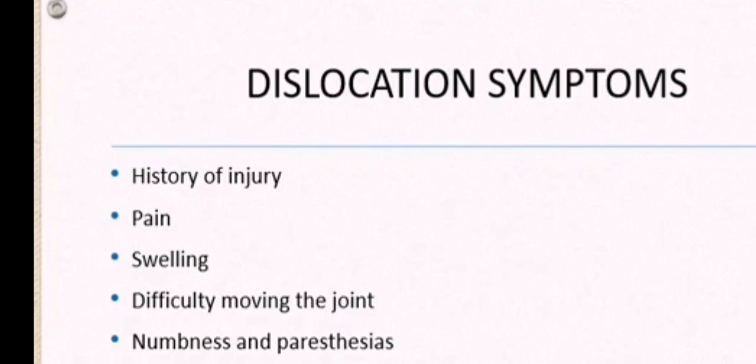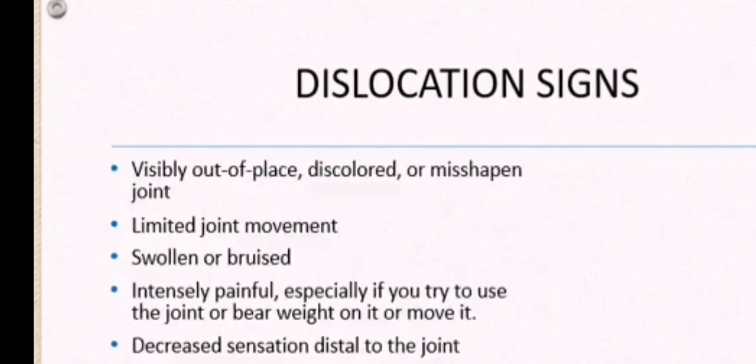The patient will give you a history that there was a trauma, then he got the pain and swelling, and now he can't move the joint. And he will tell you sometimes he gets some paresthesia, numbness, inability to move the distal joints. So now you have to appreciate each of these symptoms, and now you have to see the signs.